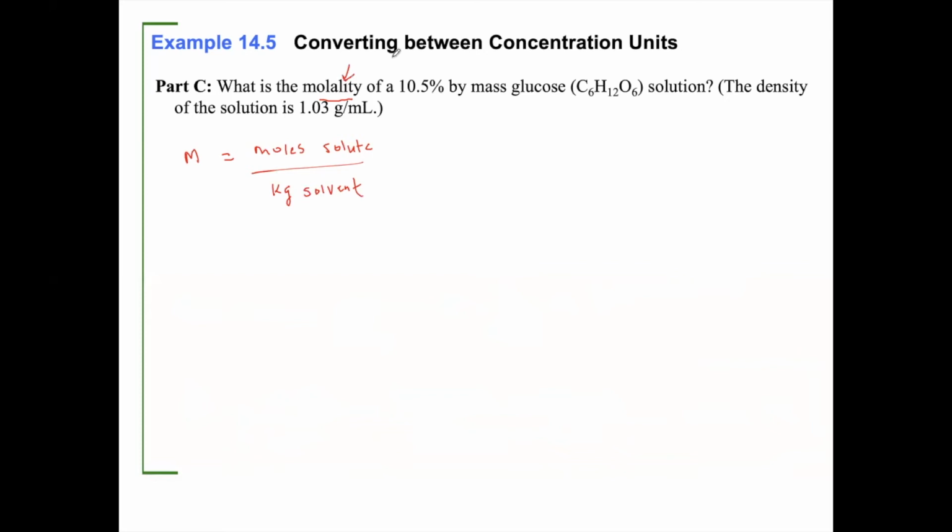Okay, so moles of solute, this is the same as the previous problem. I'll write it out anyway. Okay, so let's say that if it's 10.5% by mass glucose, that means that we've got 10.5 grams of glucose per 100 grams of solution. Okay, so let's consider this for a second. If the whole solution weighs 100 grams and the solute weighs 10.5 grams, how much does the solvent weigh?